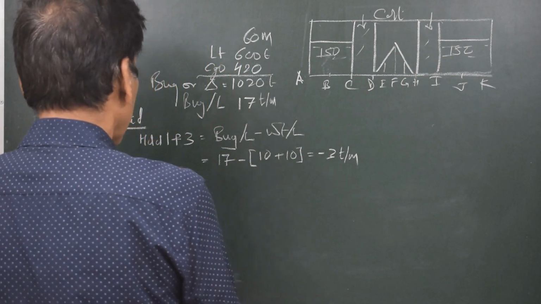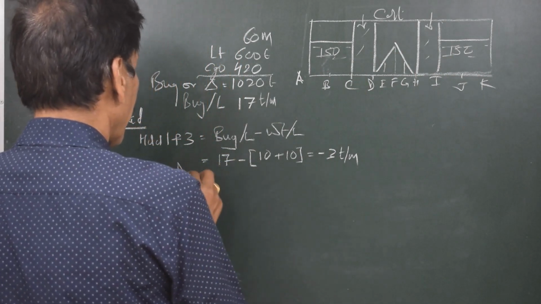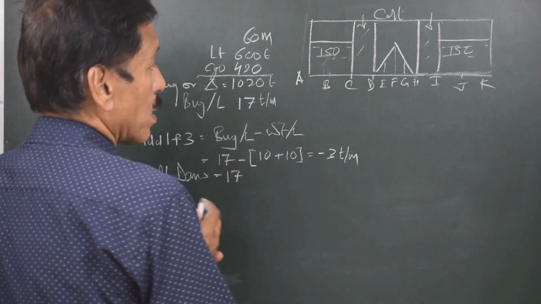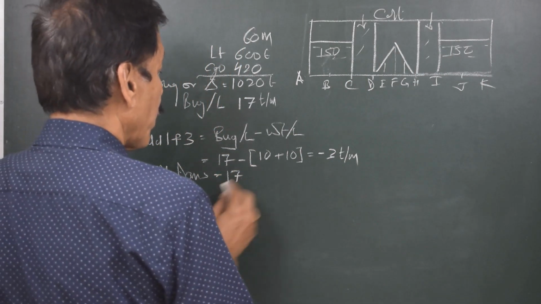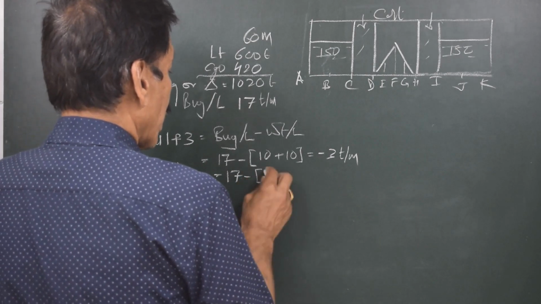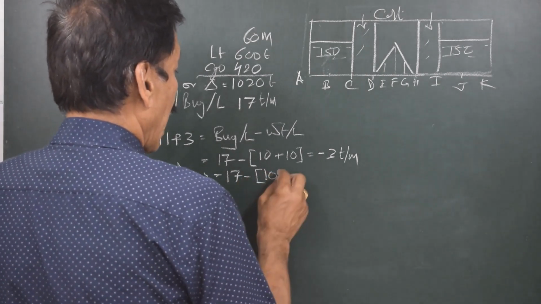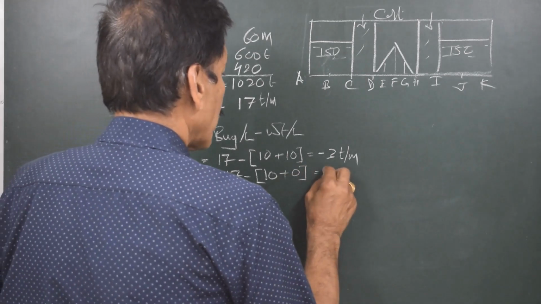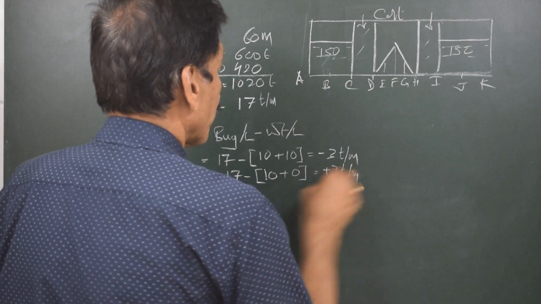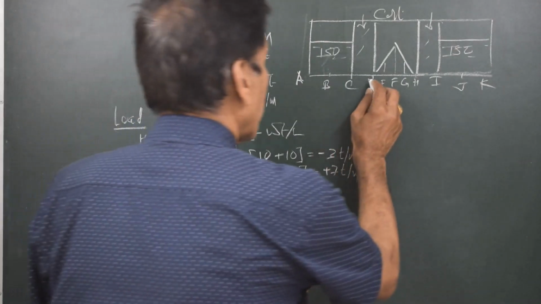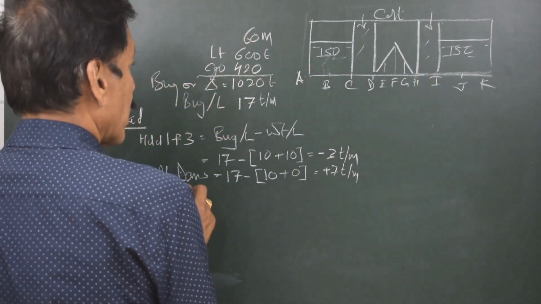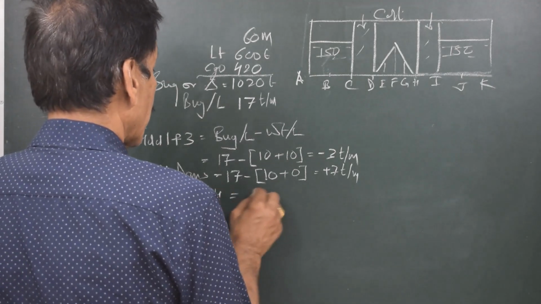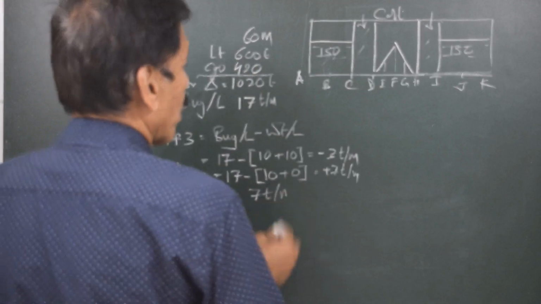What about the cofferdams? The buoyancy is uniform, that is 17 tons per meter all over, minus lightweight is 10 tons per meter and there is no cargo there. So it is plus 7 tons per meter. Now if we consider these points, say point number D and point number H, it is the same, 7 tons per meter, because there is no cargo there.